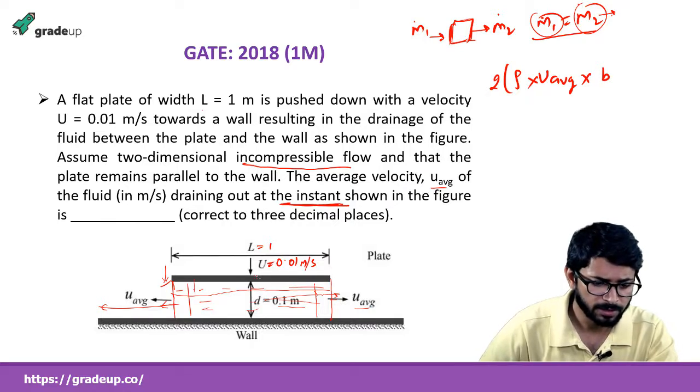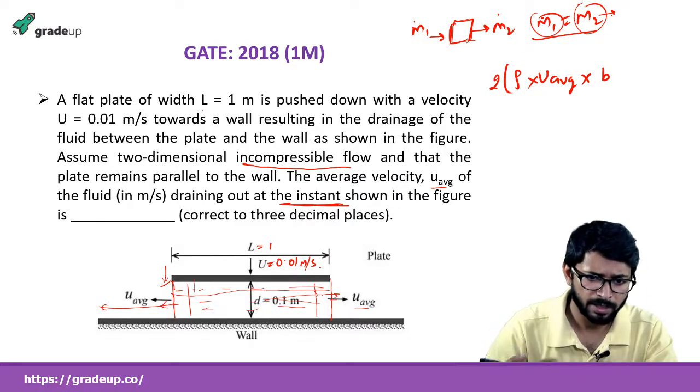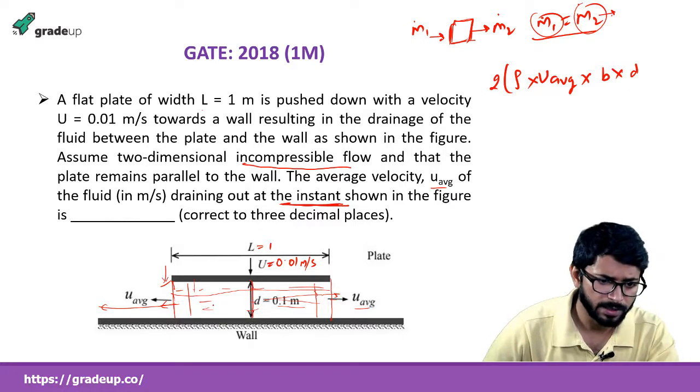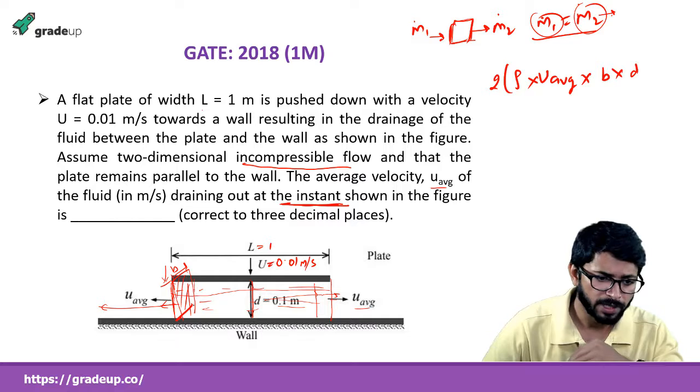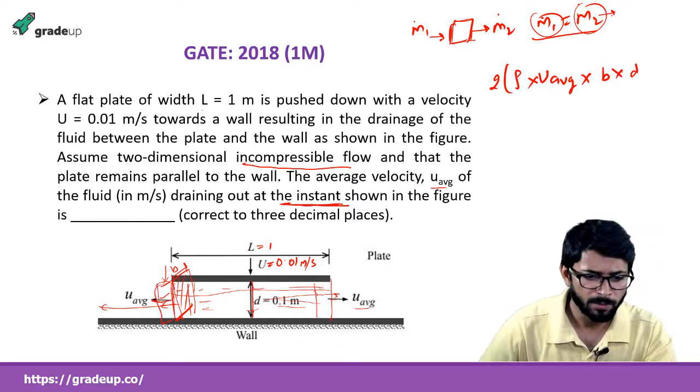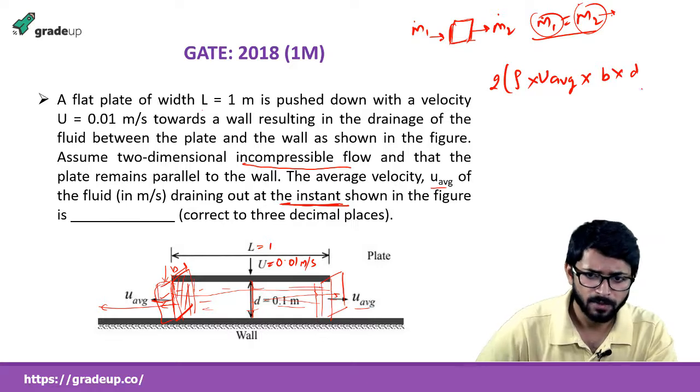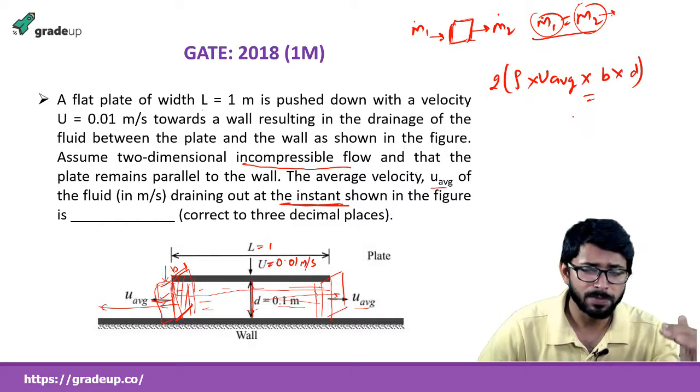Let's take the width into the plane as b, and d is the depth. If we make a cross section, the width b is into the paper and the depth d is between the plates, and the fluid moves with velocity u average. That much volume will be coming out here. The same amount moving out on the left-hand side will also move out on the right-hand side. That's why we multiply by 2, which equals the mass displaced by the top plate.